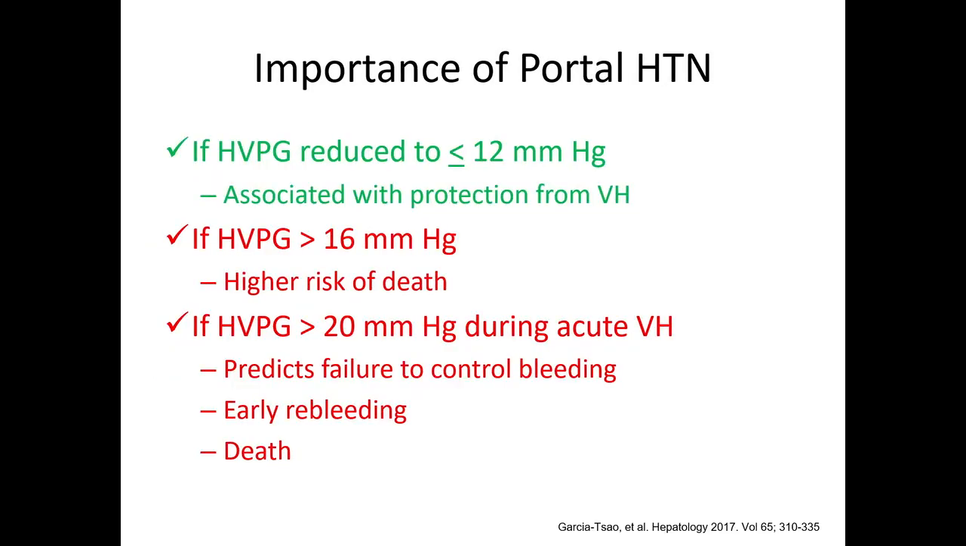It's important to note that if hepatic venous pressure is reduced to less than 12 millimeters of mercury, there can be protection from a variceal hemorrhage occurring. However, if the venous pressure is greater than 16 millimeters of mercury, there's a higher risk of death. And if the hepatic venous pressure gradient is greater than 20 millimeters of mercury during an acute variceal hemorrhage, this predicts the failure to control bleeding, early rebleeding, as well as death.